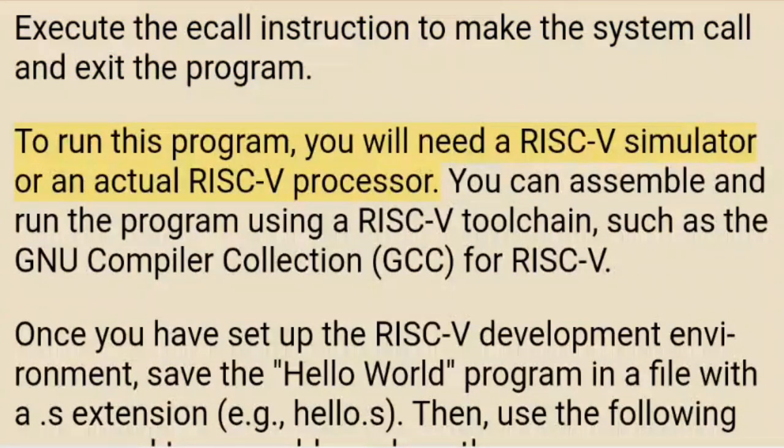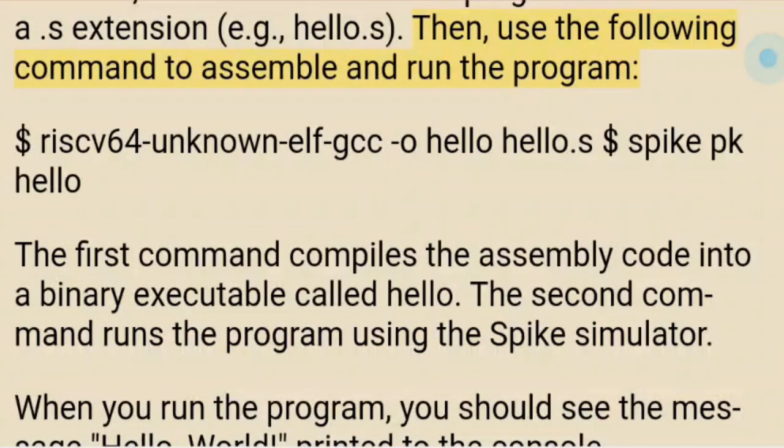To run this program, you will need a RISC-V simulator or an actual RISC-V processor. You can assemble and run the program using a RISC-V toolchain, such as the GNU Compiler Collection, GCC, for RISC-V. Once you have set up the RISC-V development environment, save the Hello World program in a file with a .s extension, e.g., hello.s. Then, use the following commands to assemble and run the program: riscv64-unknown-elf-gcc -o hello hello.s, then spike pk hello.